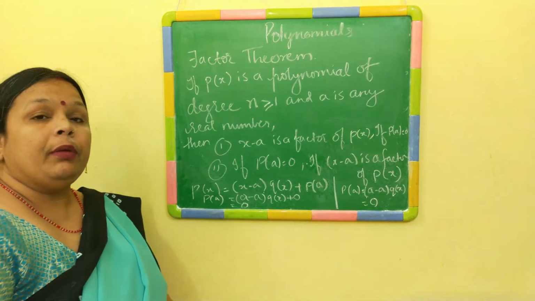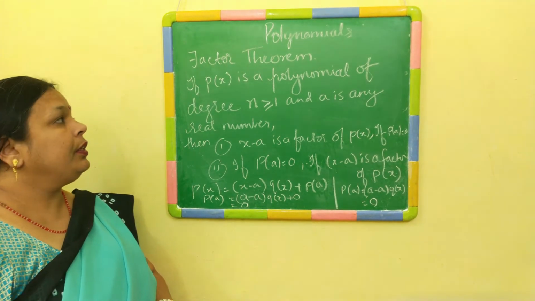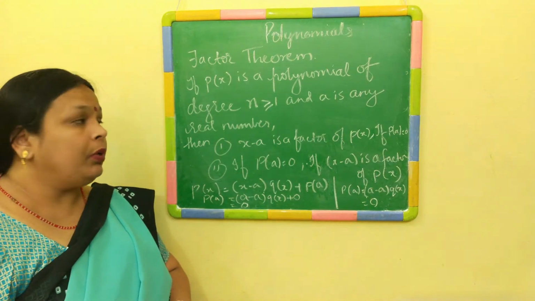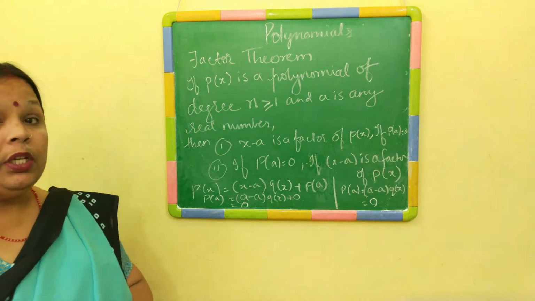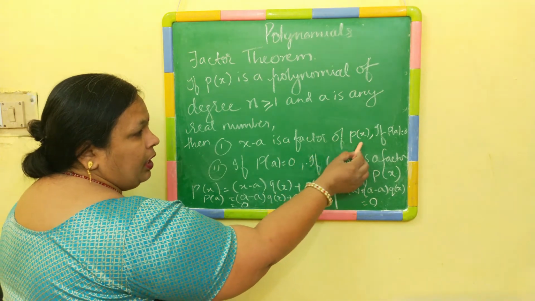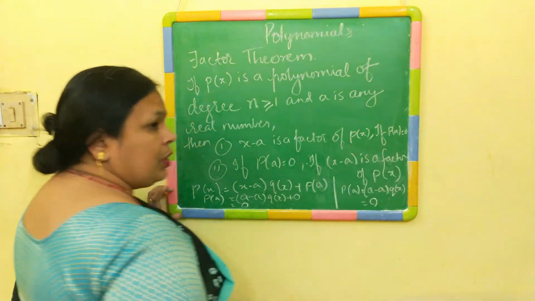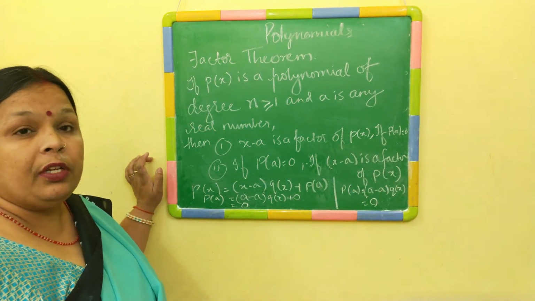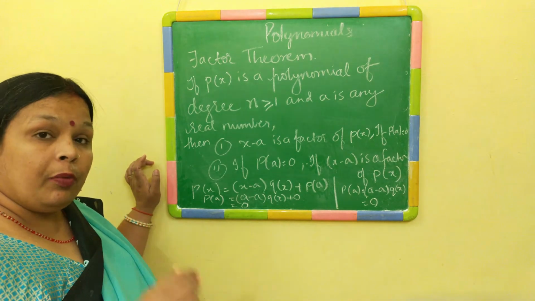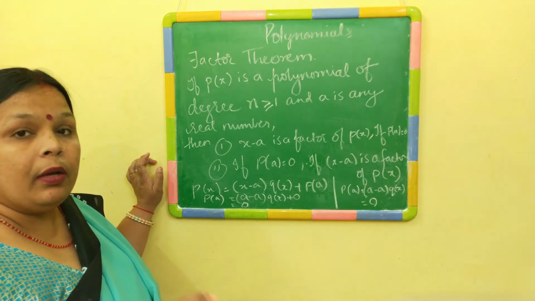Now after the remainder theorem, we will be going through the factor theorem. What is the factor theorem? If p(x) is a polynomial of degree n greater than or equal to 1 and a is a real number, then x minus a is a factor of p(x) if p(a) is equal to 0. It means x minus a is a factor only when you substitute a instead of x in the given polynomial and the remainder comes as 0.